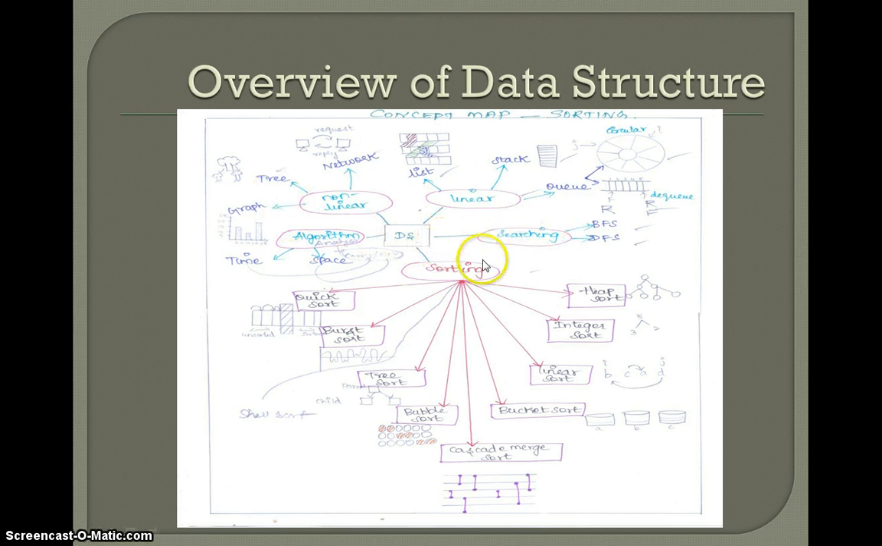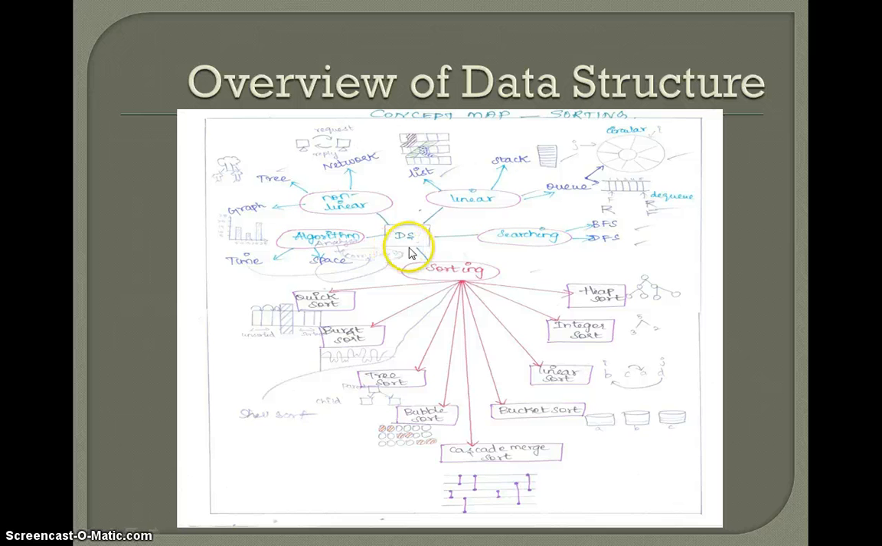When we go for searching, again it is divided into two: breadth first search and depth first search. When we go for the algorithm analysis, it is again divided into two: time complexity and space complexity. These two categories are under the algorithm analysis.